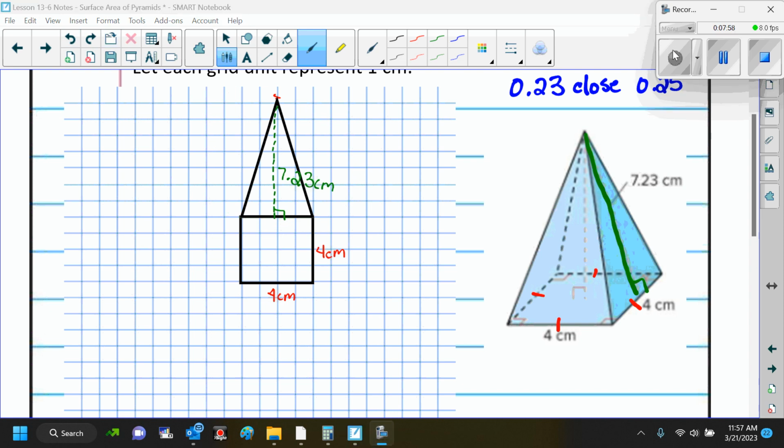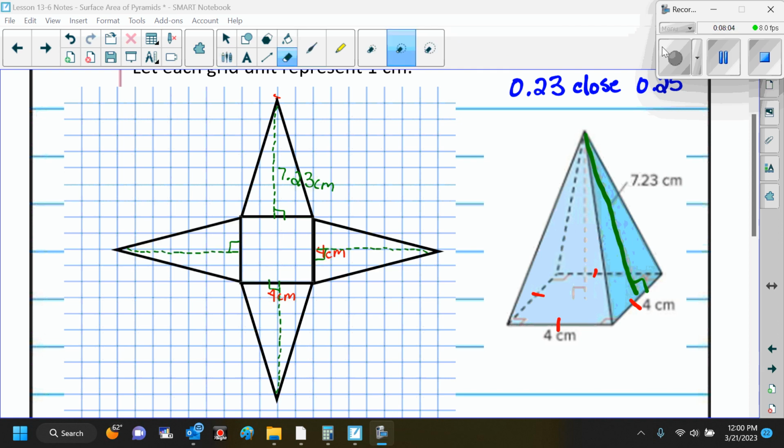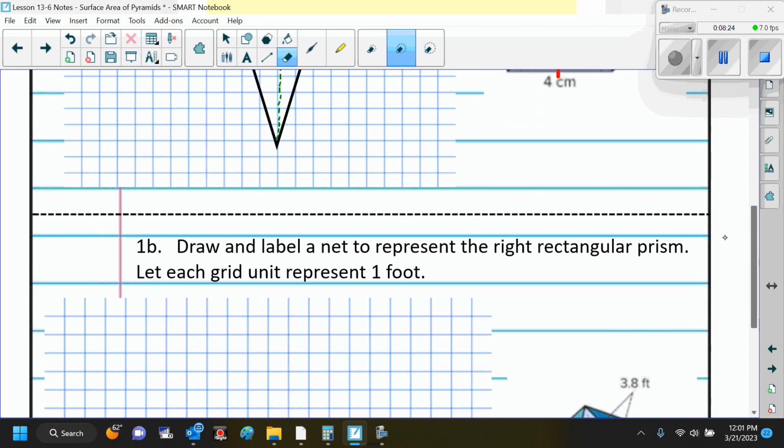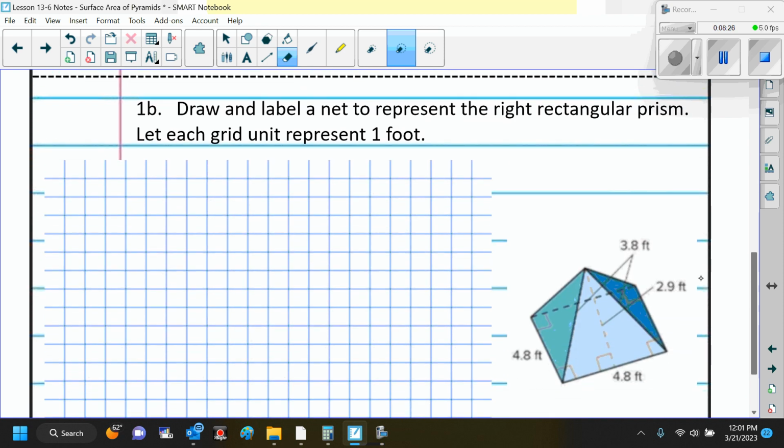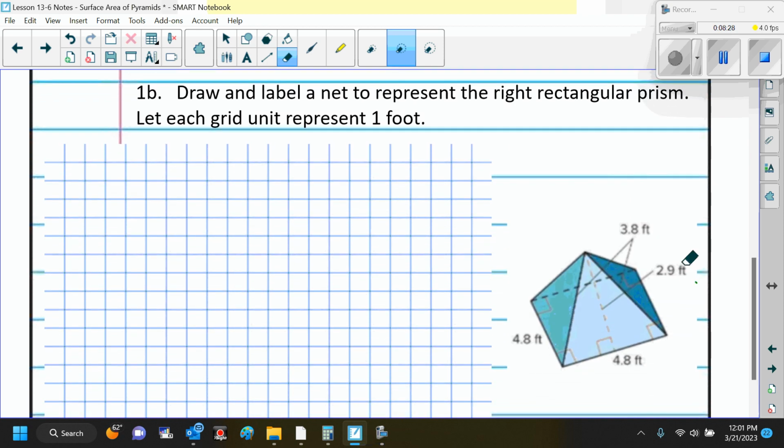So let me get that on the drawing. So there is the rest of the net. So we know that the slant height is 7.23 centimeters. The base is a square. It's a 4 by 4. And that's it. So here is example 1B that you should do on your own, and then you can restart the video to check it out.